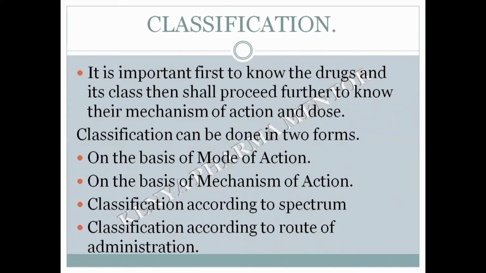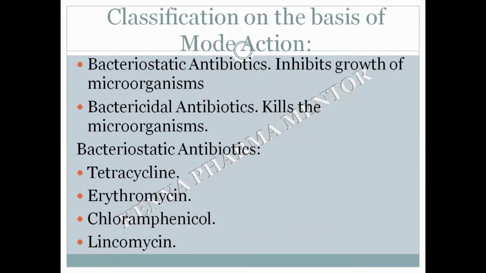Now, it's important for each and everyone to know the drug by name, because once you know the drug, it will be simpler to understand the mechanism of action and subsequently the dose. Now, classification is done in 2 major forms, but there are other forms of classification. The major forms include according to the mode of action and according to the mechanism of action. We can also consider classifications according to the spectrum and according to the route of administration. But today we shall focus on the major 2, that is, according to the mode of action and mechanism of action.